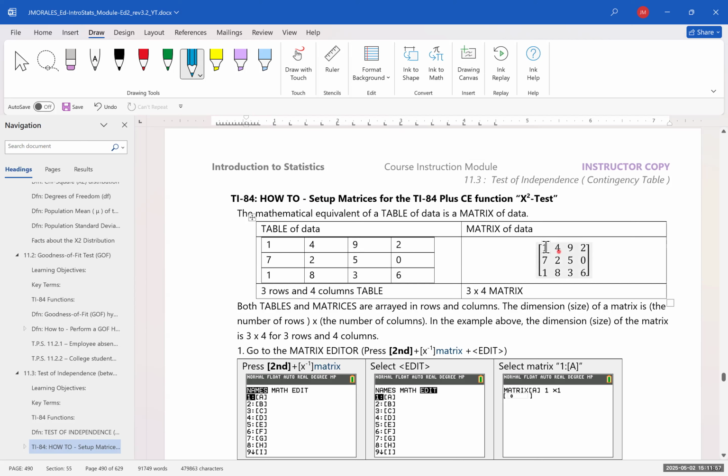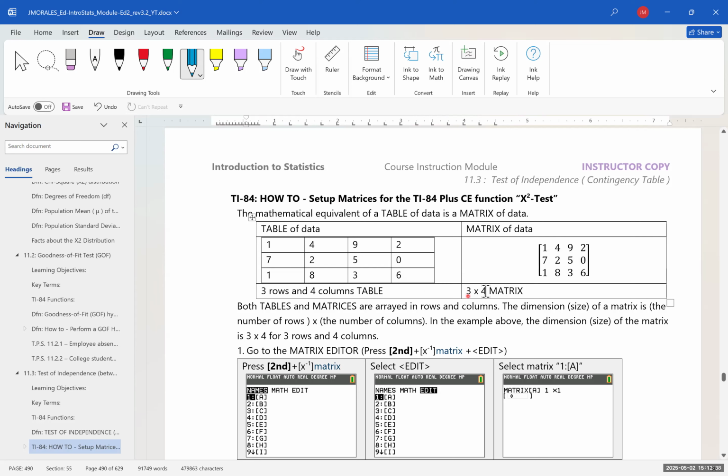No, a matrix is a very typical mathematical construct, usually denoted with brackets. A matrix is composed of rows of numbers and columns of numbers. It almost looks similar to a Sudoku puzzle, right? So if you had a table of data that looked like this, 1492, 7250, and 1836, we can represent this table of data, which has 3 rows and 4 columns, as a 3 by 4 matrix.